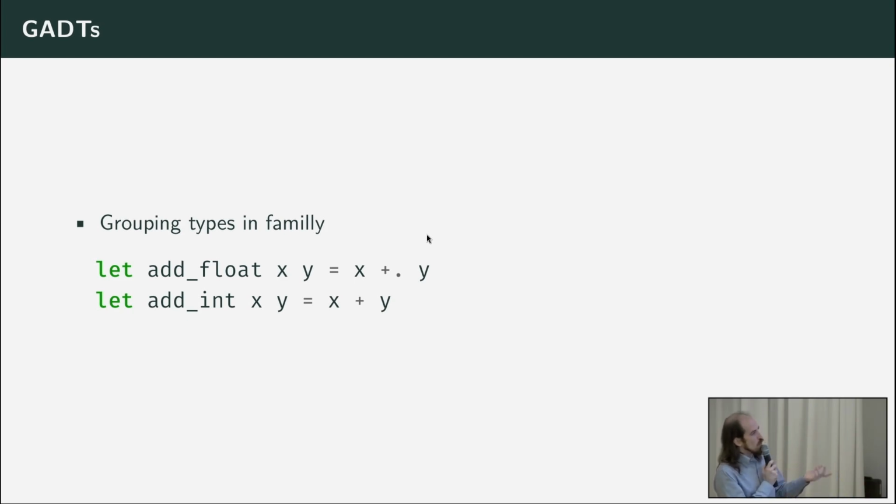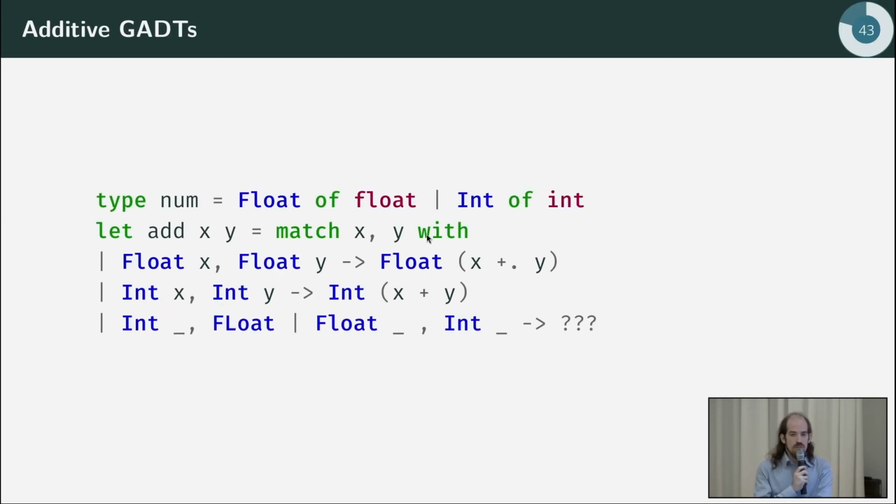So a good, easy way to see the need for GADTs is that sometimes you have types that belong to the same family. For instance, the float type and the int type: when you are doing addition, you can define a function that adds floats and a function that adds ints, and morally they're the same. So with a classic algebraic data type, you could define a type that contains both a float constructor and an int constructor, and then you can have a single addition function.